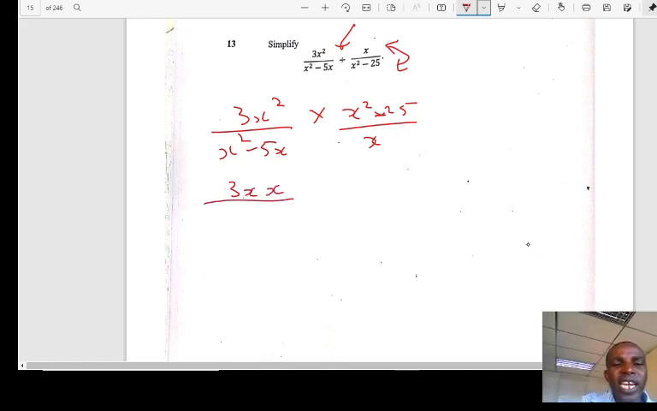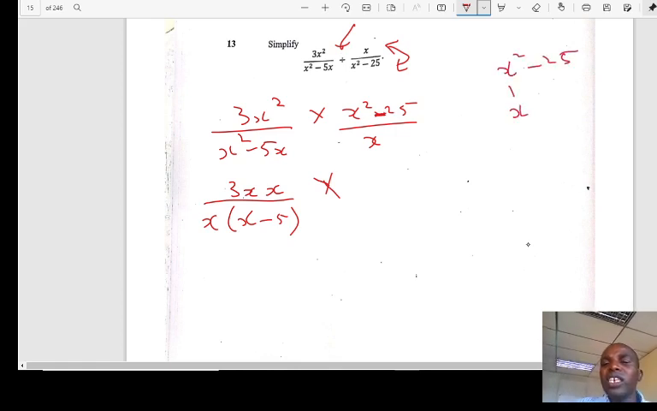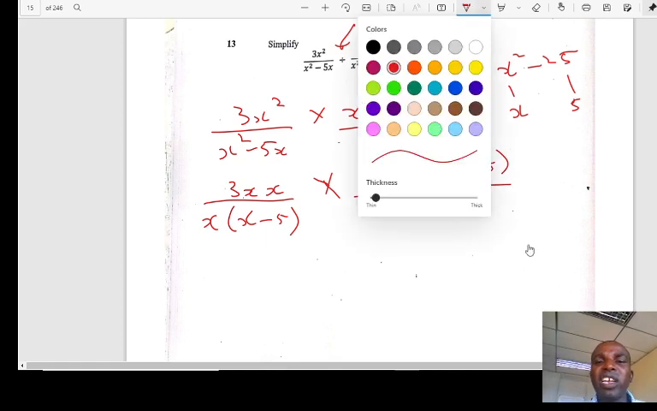Then factorize. This one, 3x squared, is the same as 3x and another x here. Then x squared minus 5x, you factor out x here, then you'll be left with x minus 5. Then on this side, x squared minus 25. This one is called a difference of two squares. The square root of x squared is x, then the square root of 25 is 5. So just take the square roots. The first one you put a minus, the other one you put a plus. That's how you factorize a difference of two squares. So it's x minus 5, x plus 5.